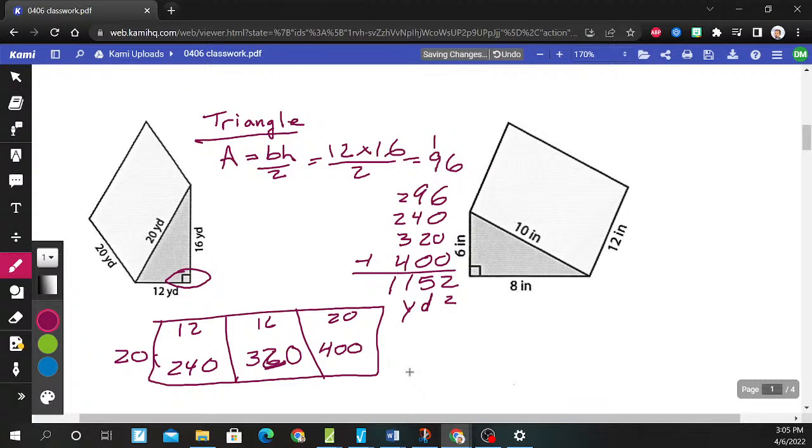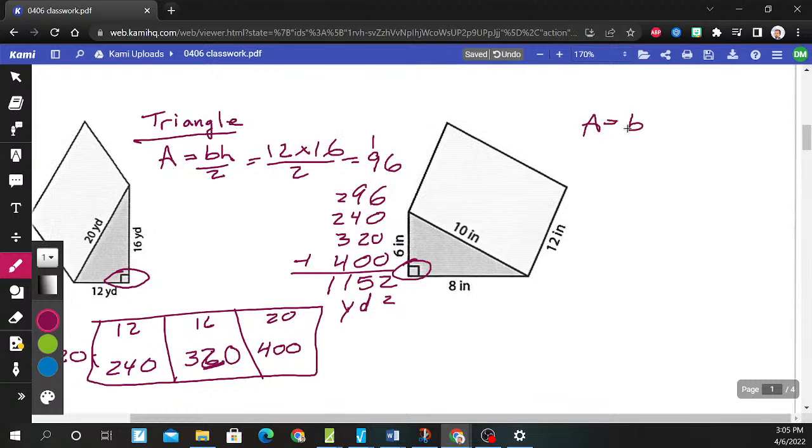And the last one, again, we've got this box here, which tells us that that's our base and our height. So area equals base times height divided by 2. So that's 6 times 8 divided by 2, which is 24. And we have two 24s because there's a 24 in the front and a 24 in the back.